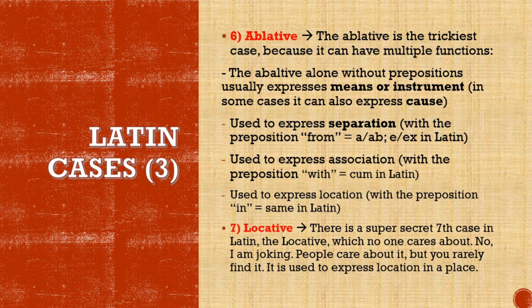Then we have a super secret seventh case, which is the locative, which no one cares about. No, of course, this is a joke. Like, people care about the locative, but it's very rare, and it is used to express location in a place. Why do we have a seventh case in Latin? Because it was present in archaic Latin, but then people just stopped using it.